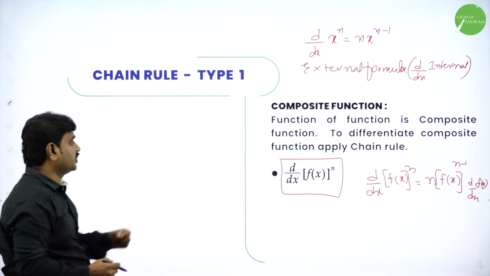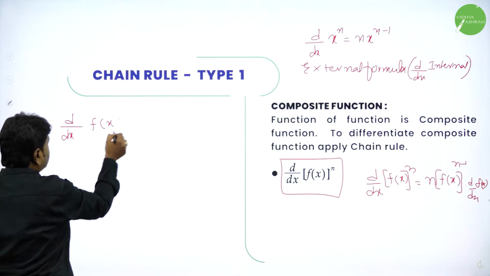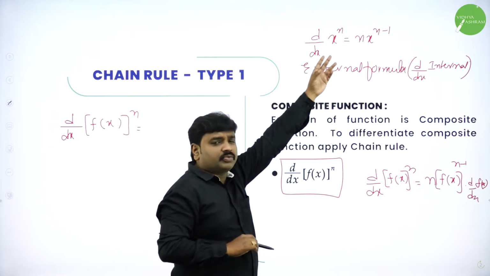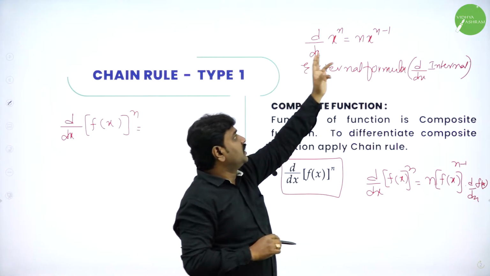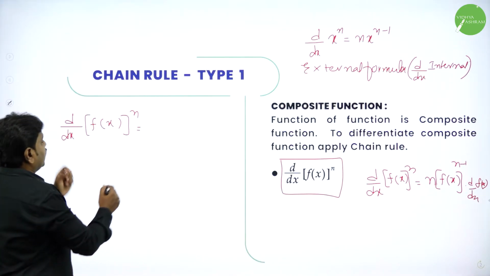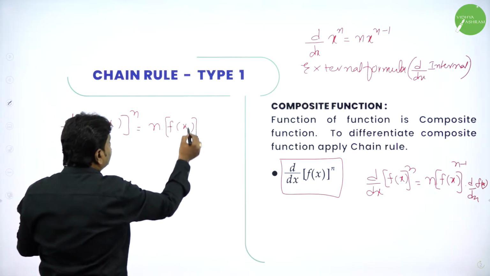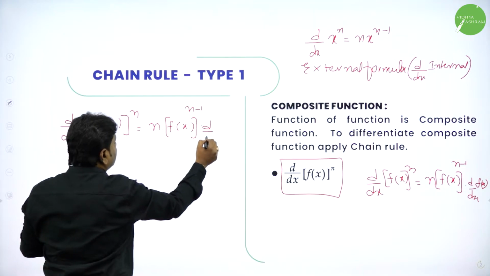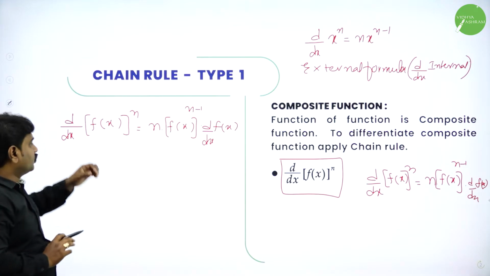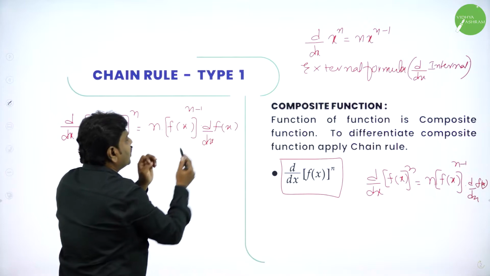Means whenever you have function, so if I have d by dx of f of x function power n, then I'll use this format, derivative of x power n. What is derivative of x power n? N into x power n minus 1. Similarly, what is derivative of f of x power n? N into f of x power n minus 1 into derivative of internal function. What is there internally? F of x. So n into f of x power n minus 1 into d by dx of f of x, internal function.